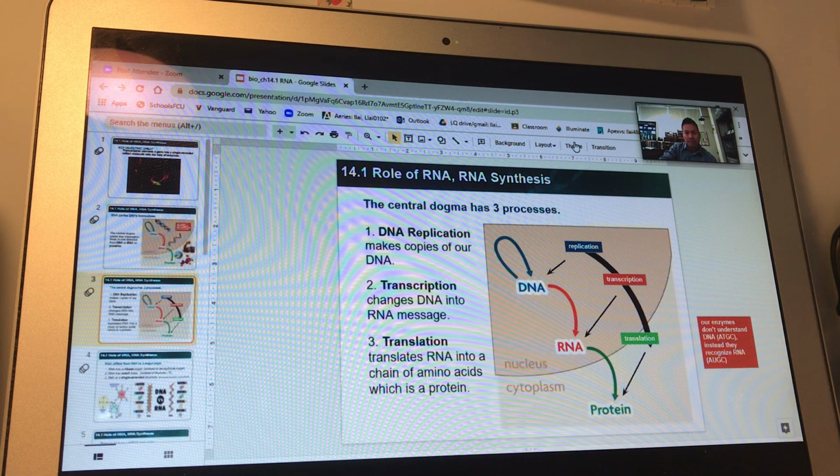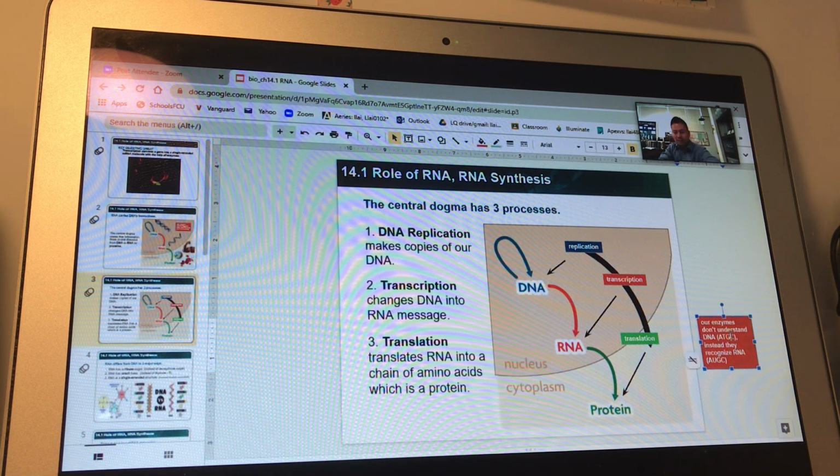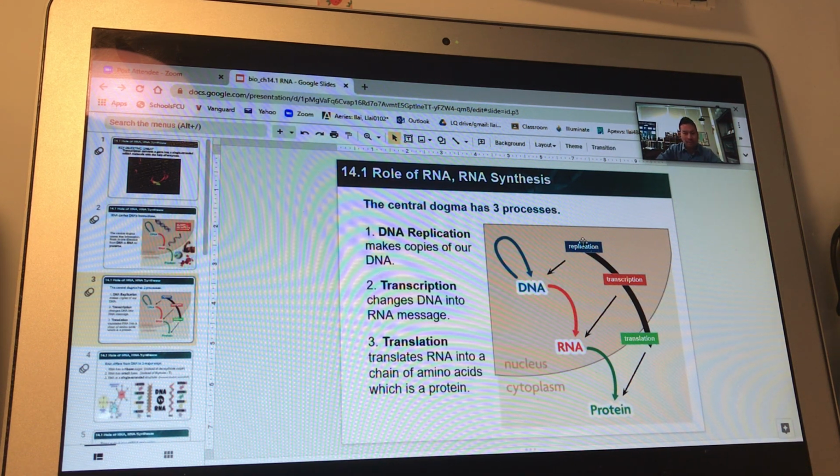I'm going to clear this up. Now, here's the same diagram. Oops, I have something else. Okay, now it's going. Okay, so now here I have the exact same diagram.